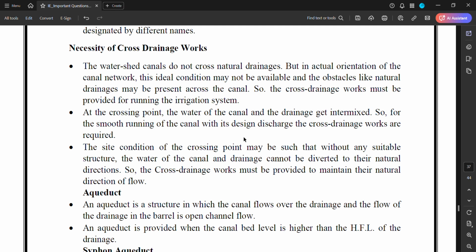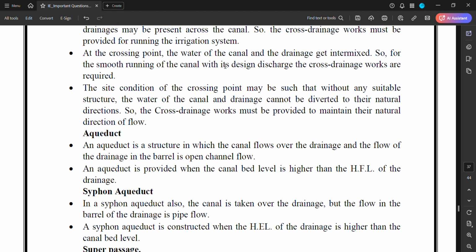At the crossing points, the water of the canal and the drainage get intermixed. So for the smooth running of the canal with the design discharge, cross drainage works are required. The site conditions of the cross points may be such that without any suitable structure, the water of the canal and drainage cannot be diverted in their natural direction. So cross drainage works must be provided to maintain their natural direction of flow.